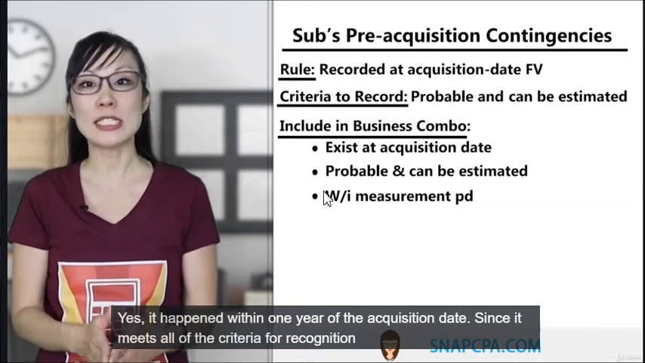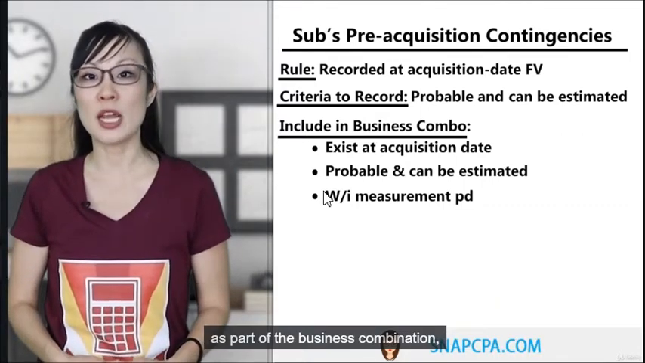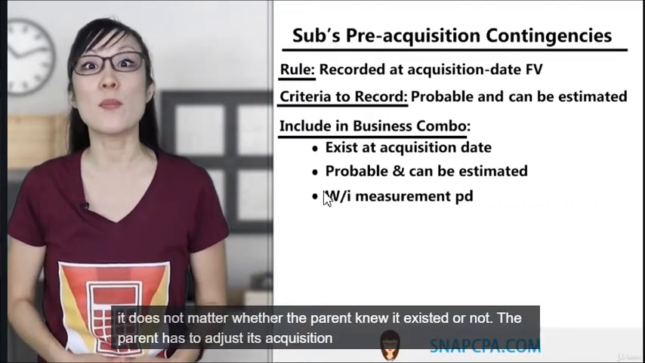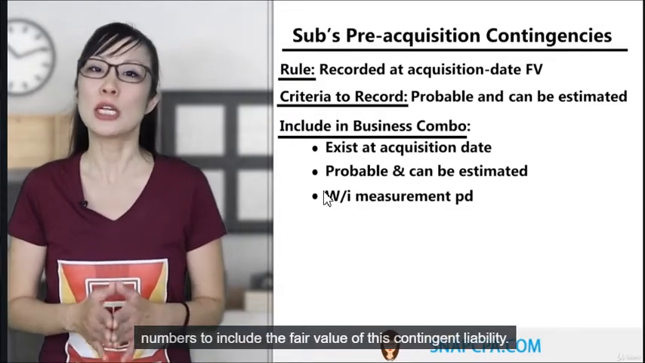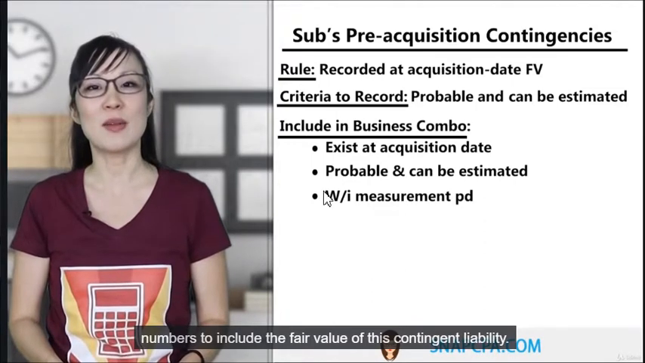Since it meets all of the criteria for recognition as part of the business combination, it does not matter whether the parent knew it existed or not. The parent has to adjust its acquisition numbers to include the fair value of this contingent liability.